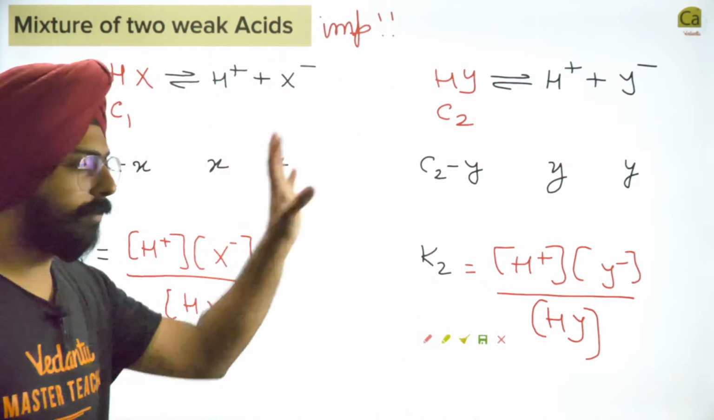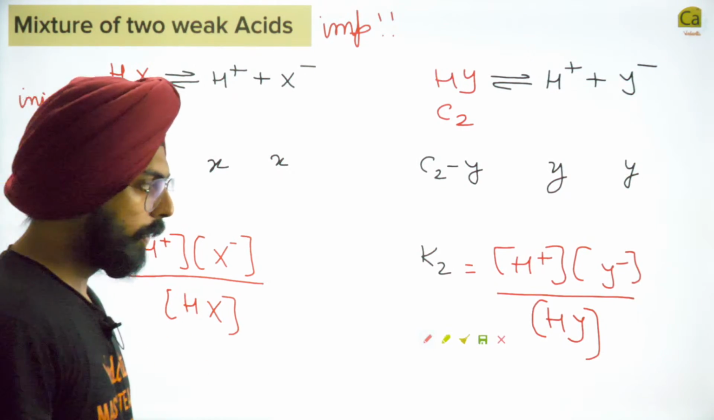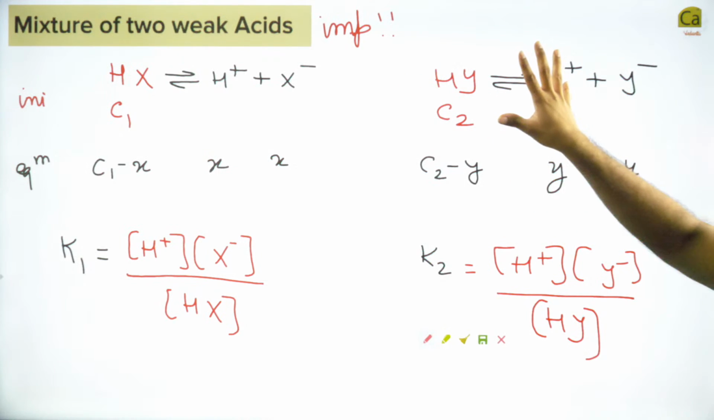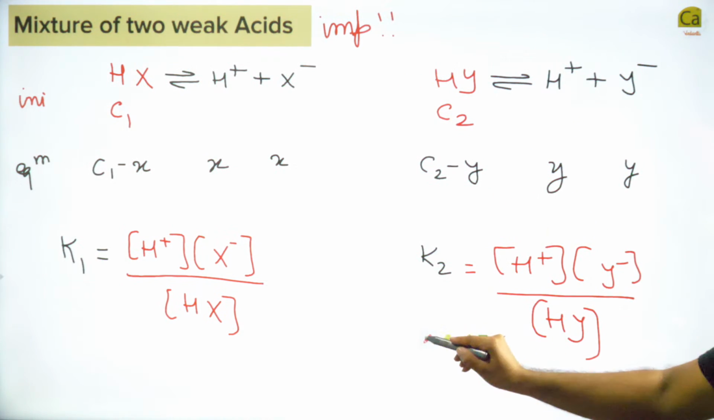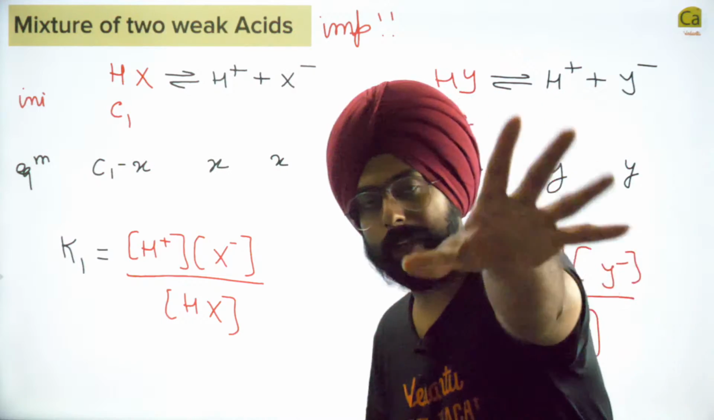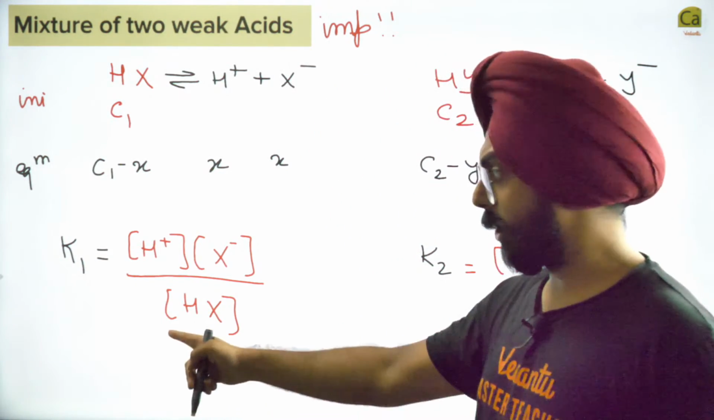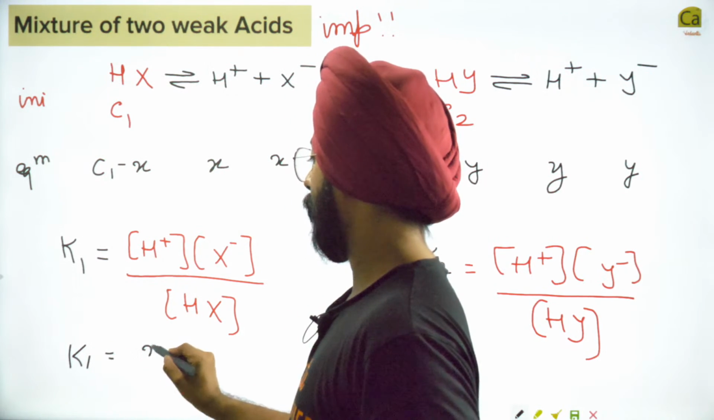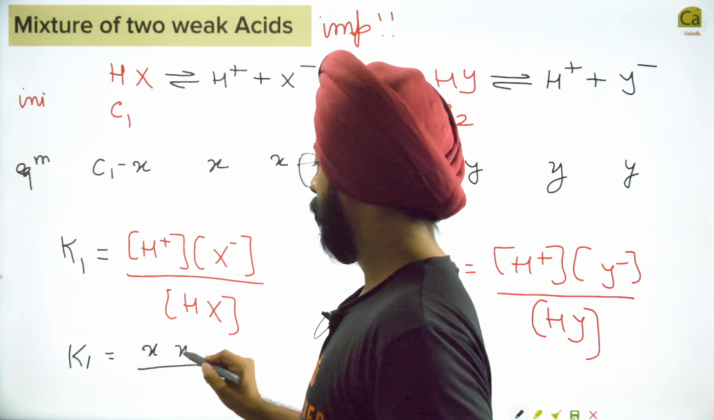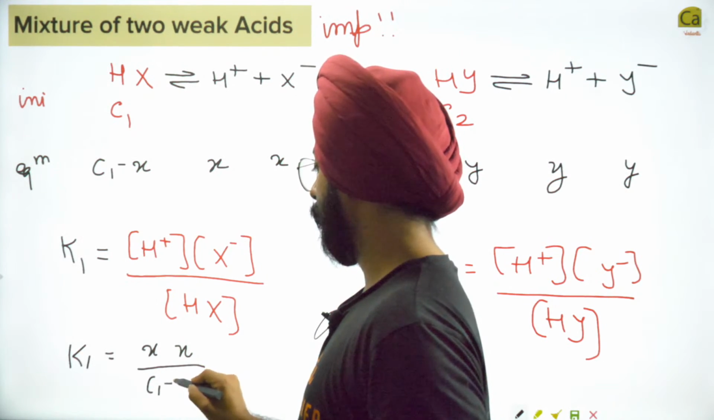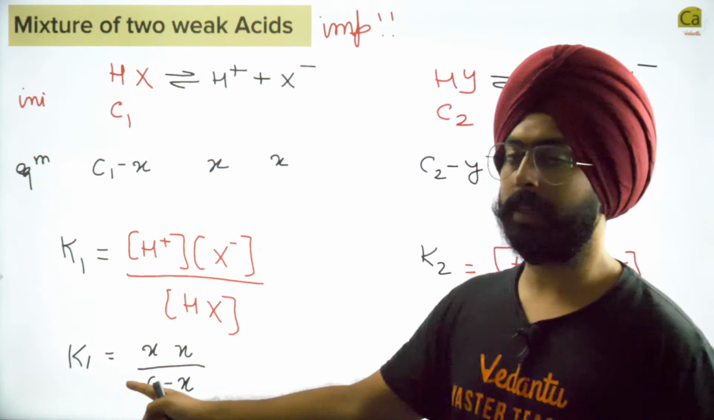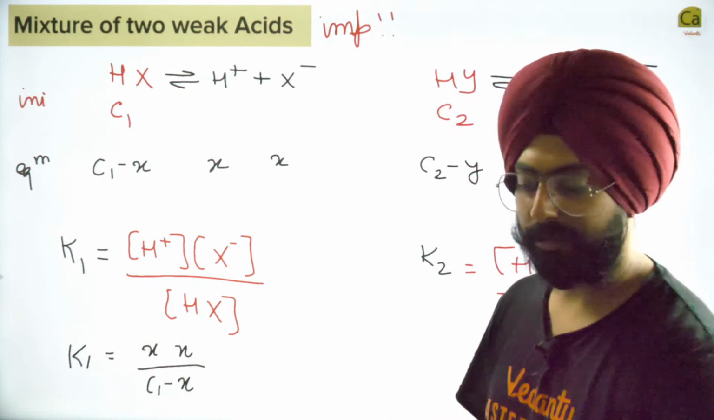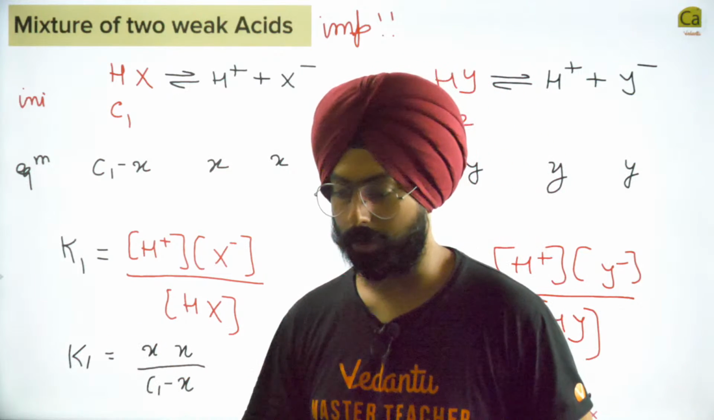So till now we haven't mixed either of these. We are just doing this separately and we are doing this separately. Now I will write something. You have to tell me whether that is correct or not. K1 is equal to X into X divided by C1 minus X. Is this correct? Give me the answer in yes or no. Is this correct or not?